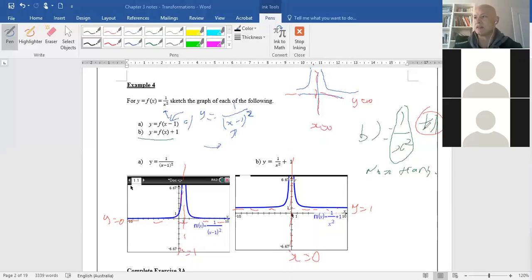Okay, that's exercise 3A. Now I did say, and let me clear this.